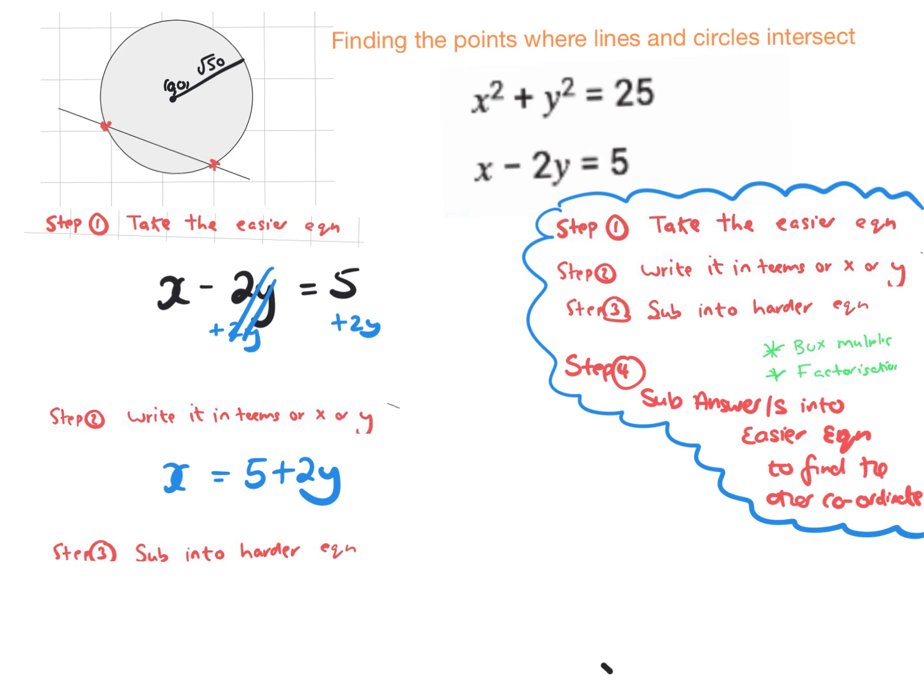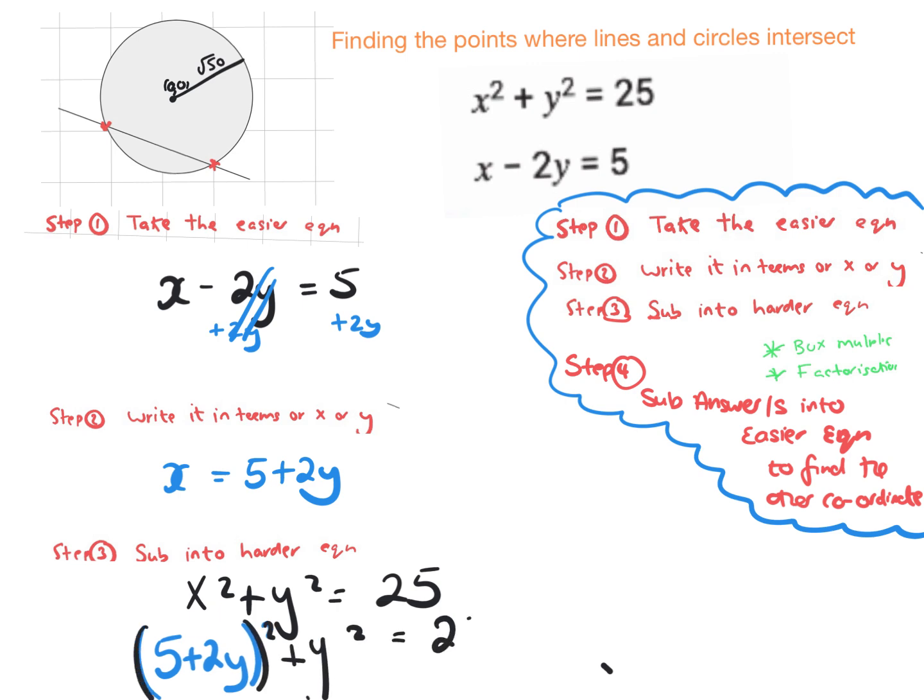Okay, I'm now moving on to the third part. Sub this into the harder equation. So my harder equation is the one with the squares. So let's write that down. x squared plus y squared equals 25. And now I'm substituting this into it. So everywhere I have an x, I'm going to write 5 plus 2y. So it's going to be 5 plus 2y, all squared, plus y squared equals 25.